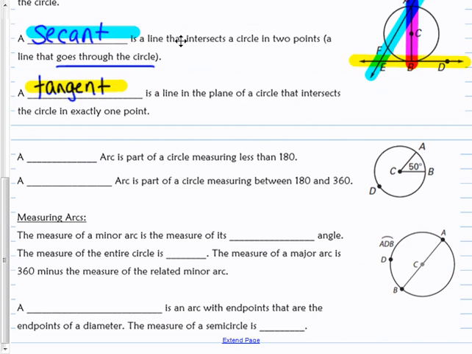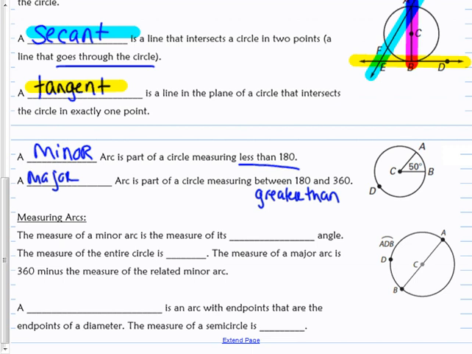A minor arc is part of a circle that measures less than 180. Whereas a major arc is a part of a circle that measures between 180 and 360. And actually, this should say greater than 180, because if it is 180, it's not a major arc. At that point, it's a semicircle, which we'll see in just a second.